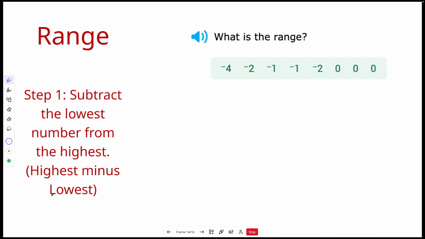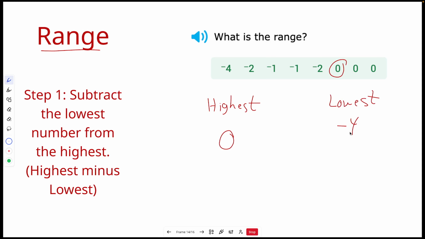All right, last one for today, the range. It says subtract the lowest number from the highest number. And you've got to be careful with your negatives here. So let's start with what is the highest number, the largest number. The highest number here is 0. And the lowest number is -4.